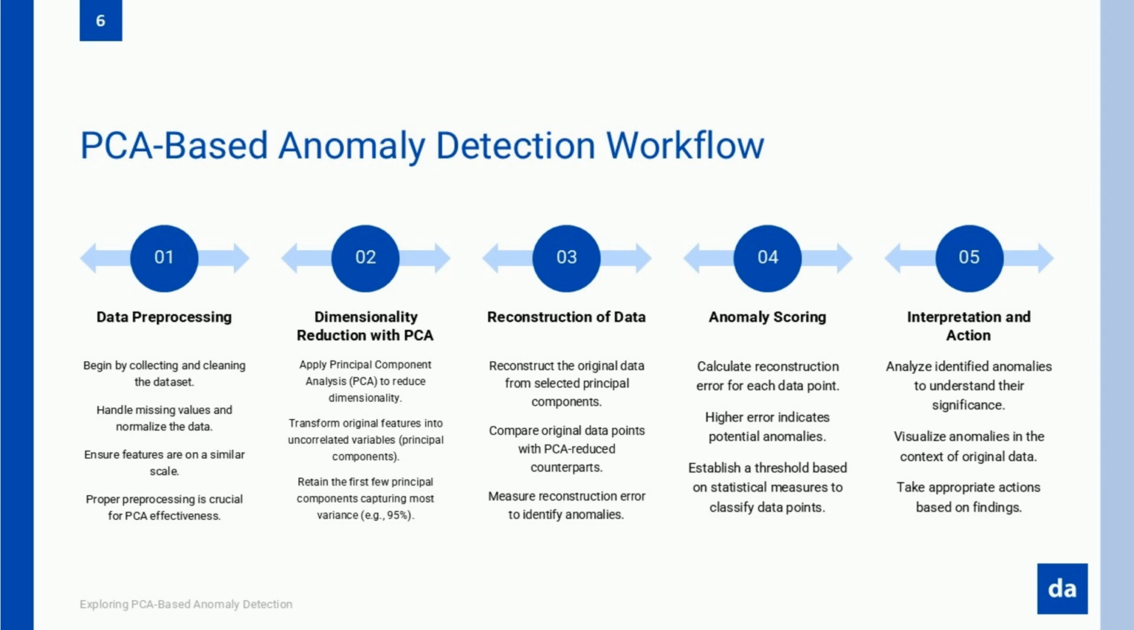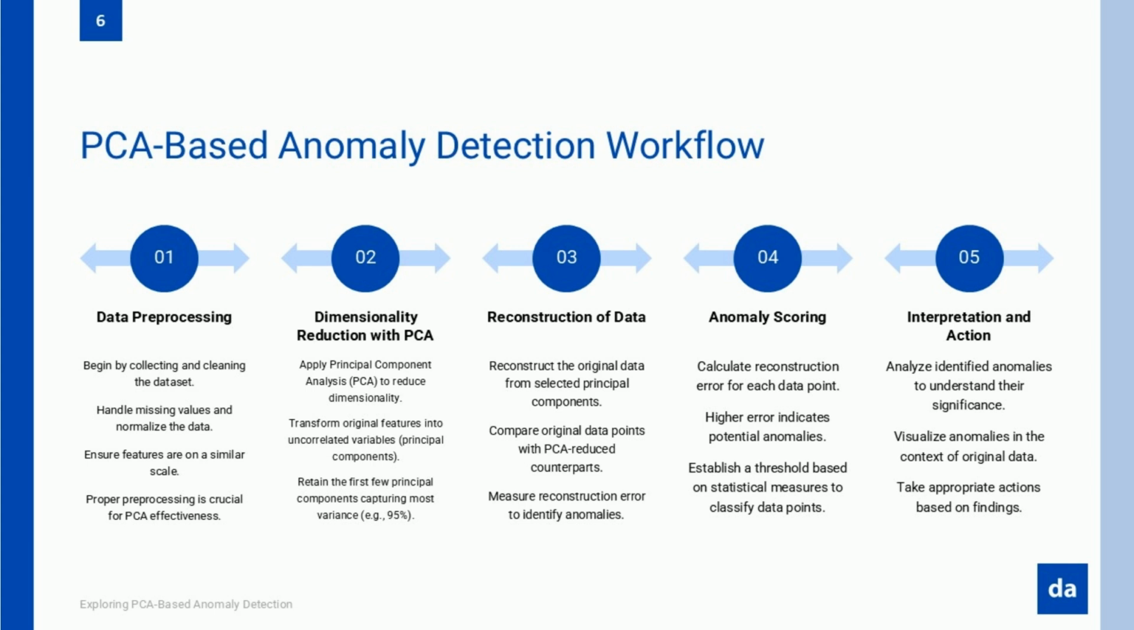Now that we have our transformed data, we need to assign anomaly scores to determine which points are considered anomalies. The most common method is to calculate the reconstruction error for each data point. This error measures the difference between the original data and its reconstructed version from the principal components. If a data point has a significantly higher error than the rest, it likely deviates from the normal structure and is flagged as an anomaly. Another approach is using distance metrics, such as Mahalanobis distance, to measure how far each point is from the center of the transformed space. The farther a point is, the higher its anomaly score.